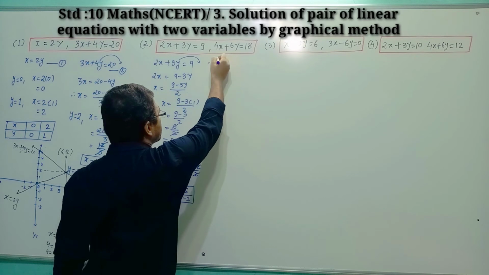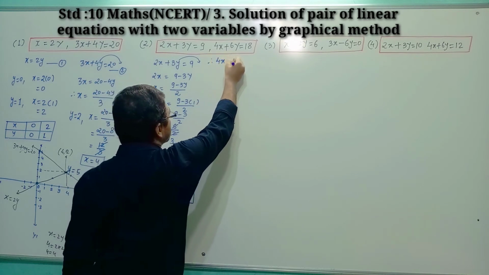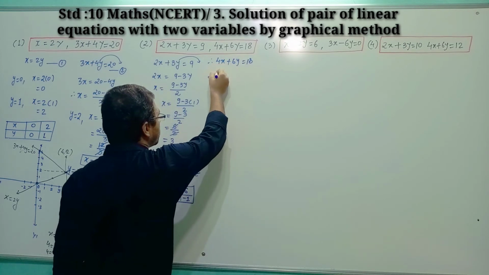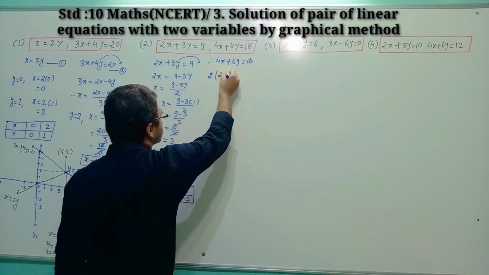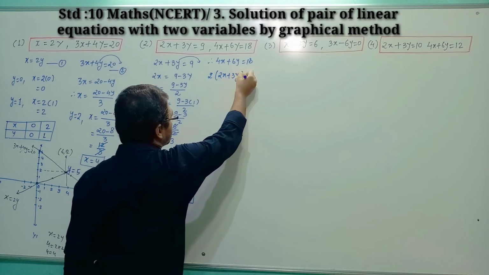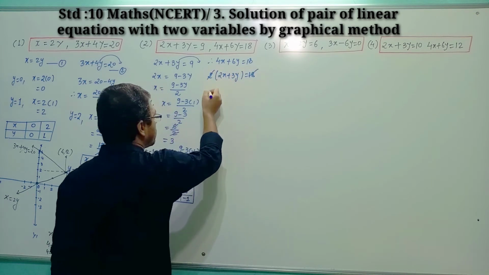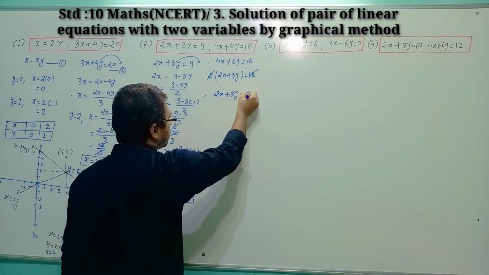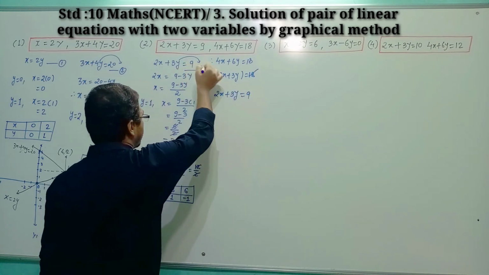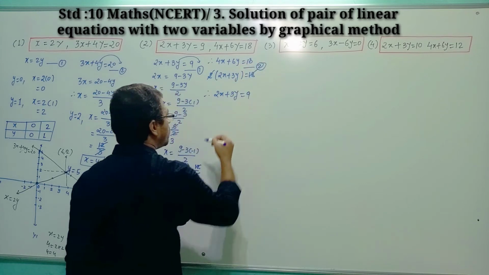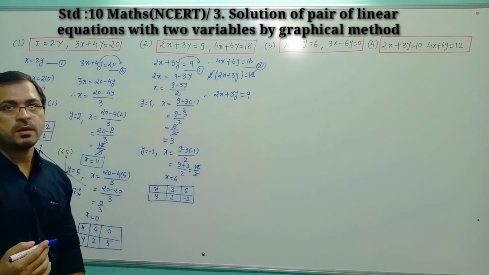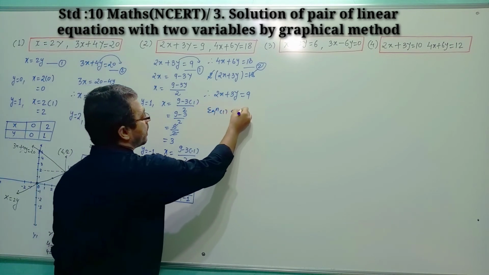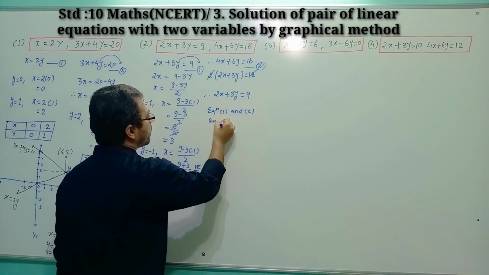this equation. So first of all, writing 4x plus 6y is equal to 18. Now 2 will be common from here, so we are getting 2x plus 3y is equal to 9. Now students, here you can see that equations 1 and 2 are the same, right? Equations 1 and 2 are the same.